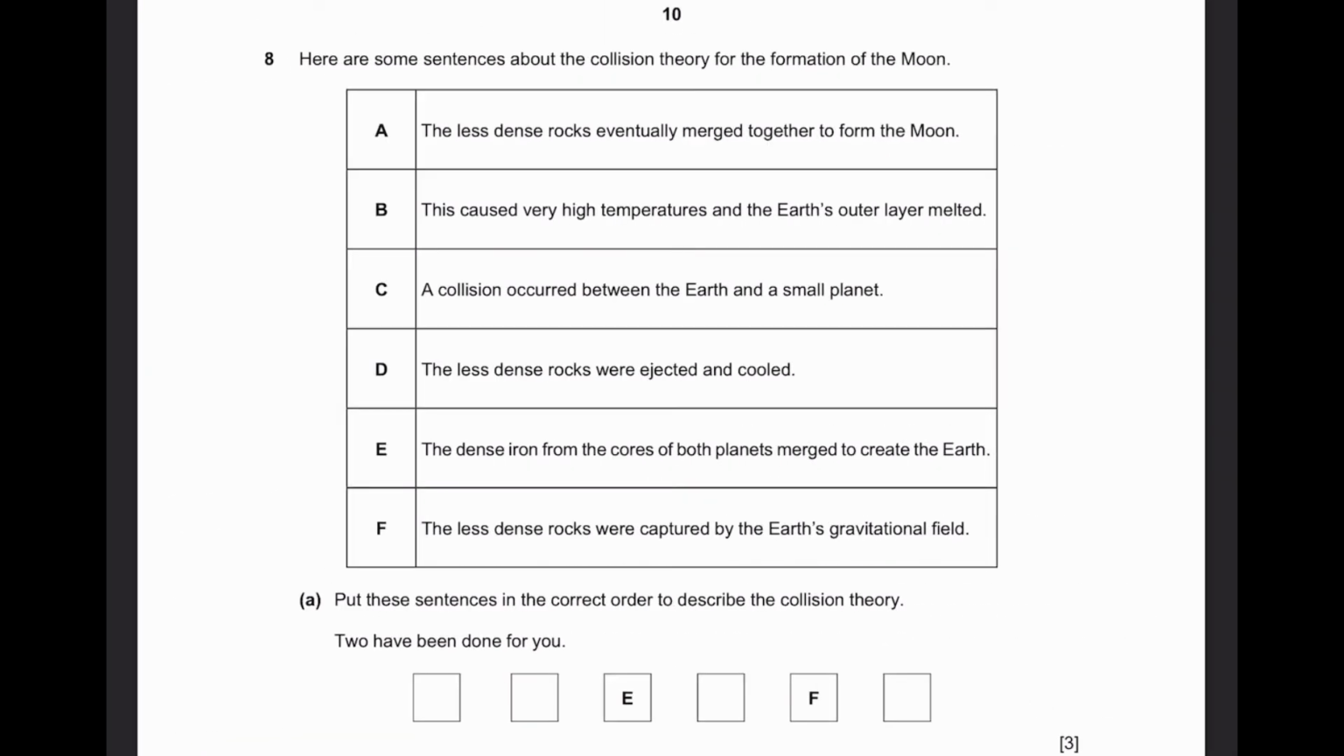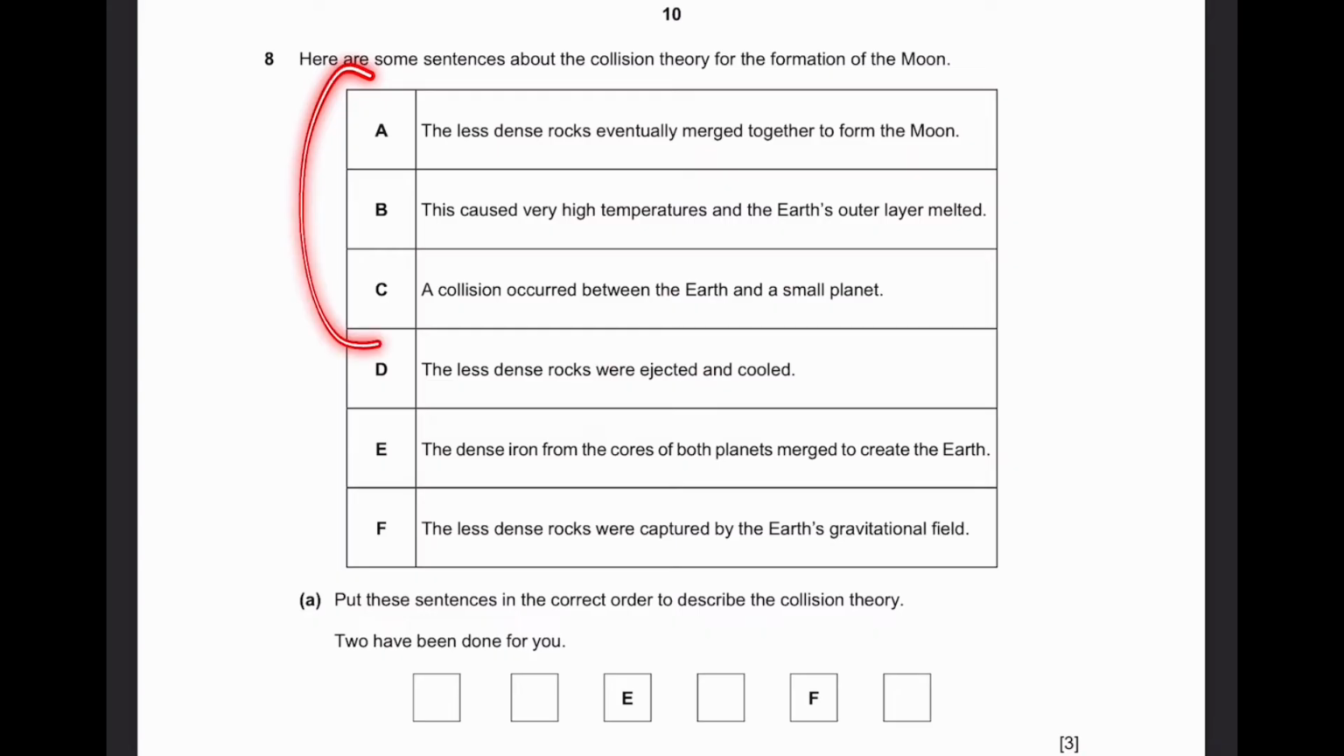Here are some sentences about the collision theory for the formation of the moon. We have sentences from A to F. A. Put these sentences in the correct order to describe the collision theory. 2 have been done for you. Sentence E is in the 3rd position and sentence F is in the 5th position. Now we need to fill in the other 4 with the letters of A, B, C, D.